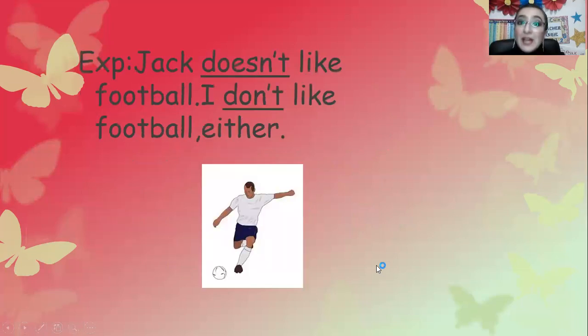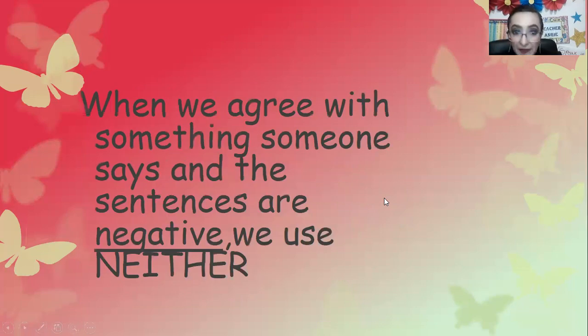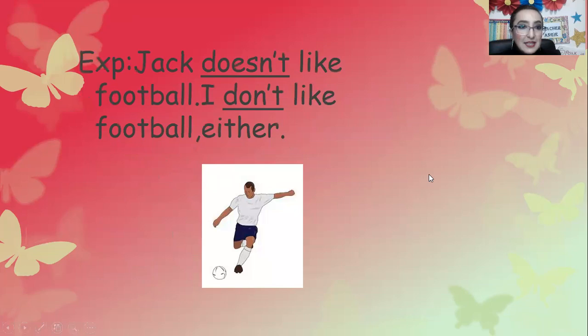When we agree with something someone says and the sentences are negative, we use neither or either. Una cosa es decir, yo también, pero ahora, cuando alguien me dice, no me gusta la ensalada, a mí tampoco. O sea, estás de acuerdo con alguien, pero en una cuestión negativa, ¿no? Para ello, vamos a utilizar el neither. Sale. Jack doesn't like football. I don't like football either.